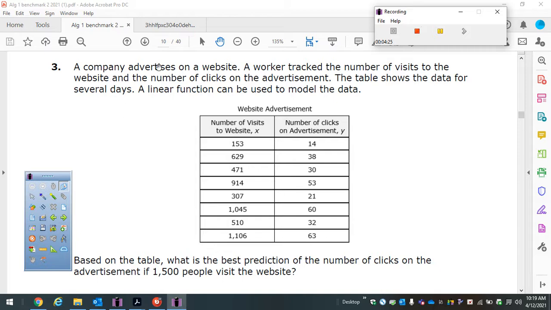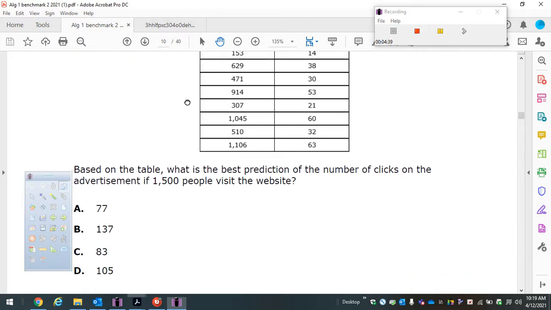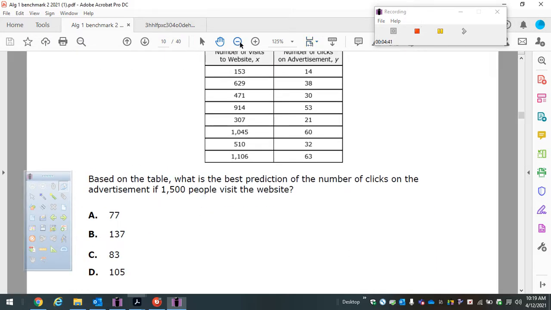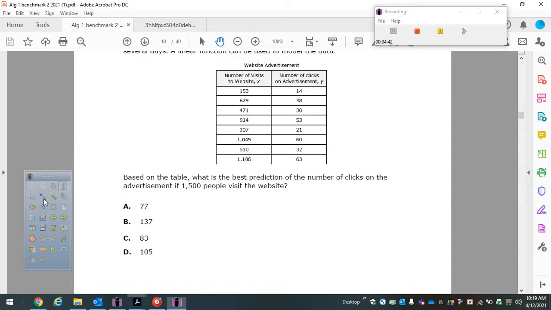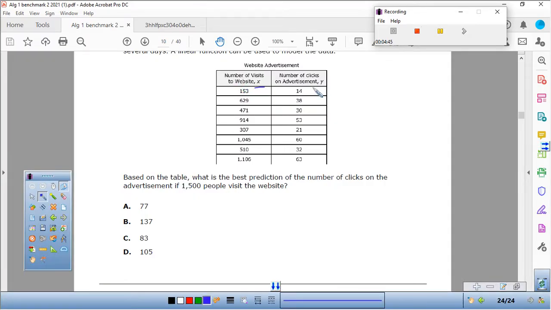Okay, so the company advertises on the website. The worker tracks the number of visits to a website and then the number of clicks on the advertisement. The table shows the data for several days. Once I see linear, I know what to do. This is x, this is y. X is the number of visits, y is the number of clicks. So all I'm going to do is linear, guys.